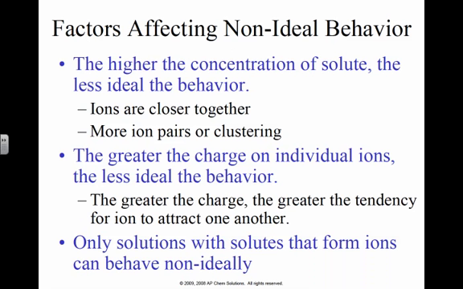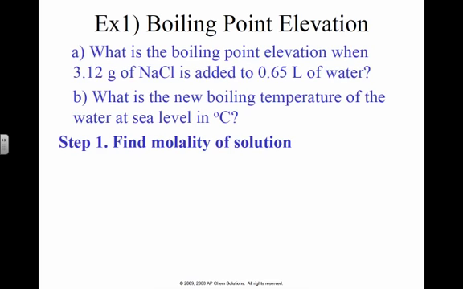Factors affecting non-ideal behavior. Well, the higher the concentration of the solute, the more salt you pour in there, the more positives and negatives you have, the more they're going to cluster around together. Also, the greater the charge of the individual ions. If you have plus 2s and negative 2s, those are stronger charges attracting each other, it's going to cluster even more. Okay, so here we go.